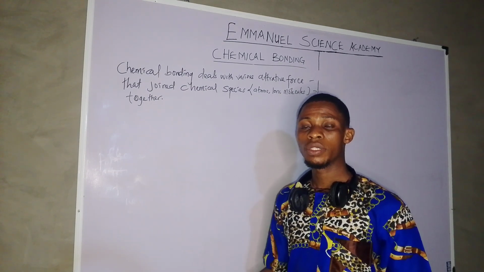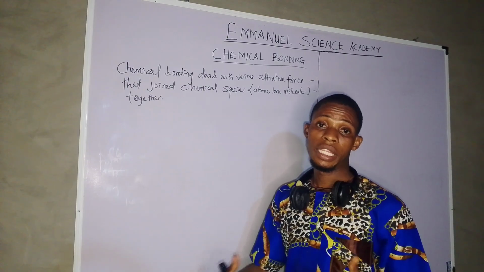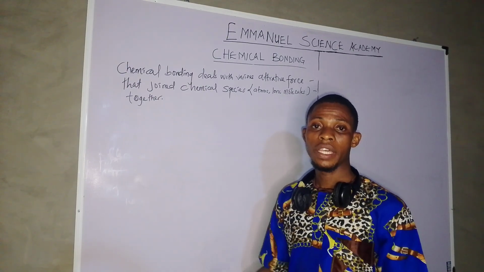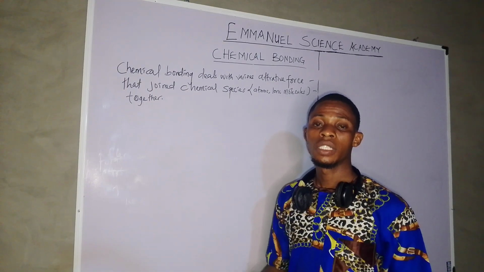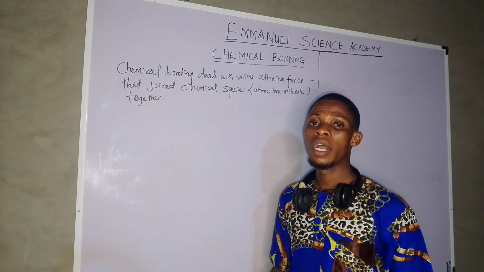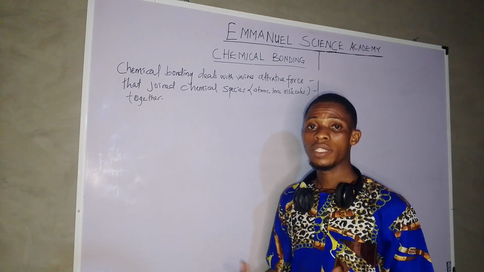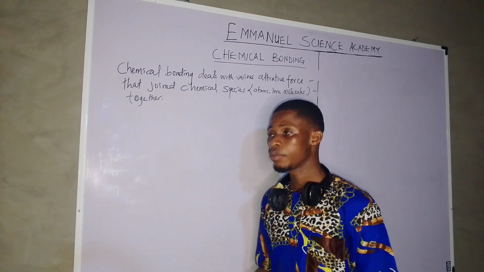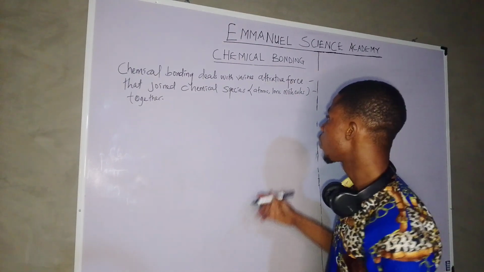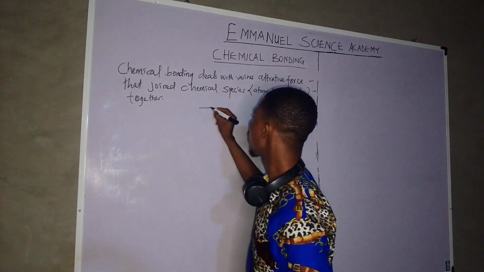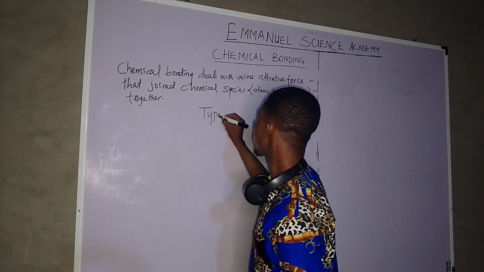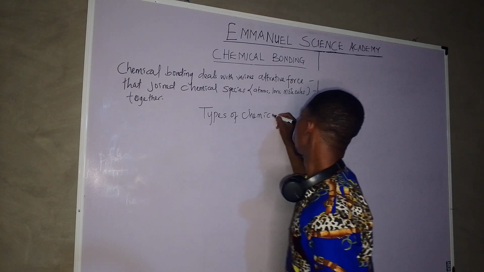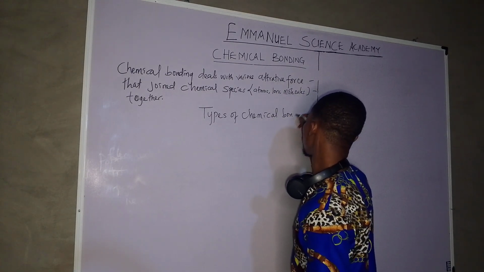Some elements like neon, helium, krypton, xenon, and argon are called noble gas elements because their outermost shell has been completely filled. What are now the types of chemical bonding? Types of chemical bonding.